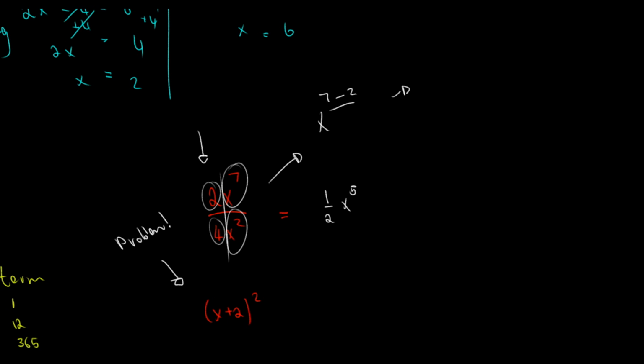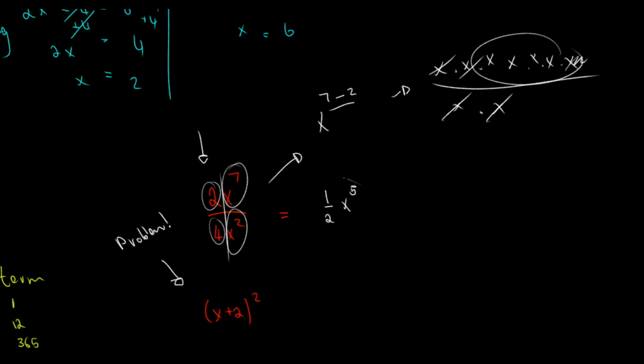In theory, it might look something like this: x times x times x times x times x, 7 times, 1, 2, 3, 4, 5, 6, 7, over x times x. If I take away 2, I need to take away 2 here, so I'm left with 5 x's. So x to the 5.